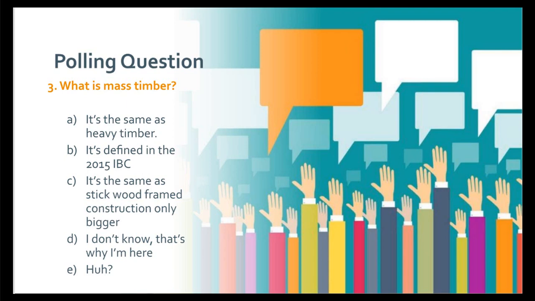What is mass timber? A, it's the same as heavy timber. B, it's defined in the 2015 IBC. C, it's the same as stick wood framing construction, only bigger. D, I don't know, that's why I'm here. And E, huh? I guess D and E are kind of on the same level.